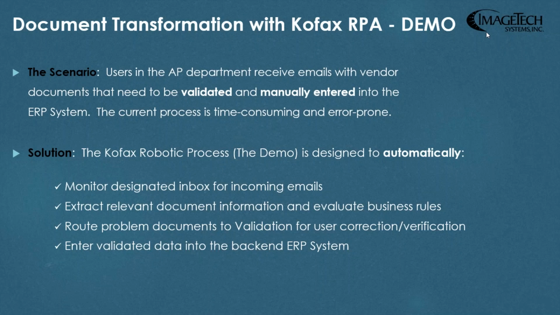So in this case, our robot's going to monitor a designated folder or inbox for incoming emails, take the attachments, extract information from those documents that are attached, and then run some validation rules to determine whether or not the document is to be considered valid. And if not, those documents will be routed to a user for manual intervention, maybe some correction or verification of data. And then once the document is considered to be valid, that information will be handed off to the back-end ERP system.